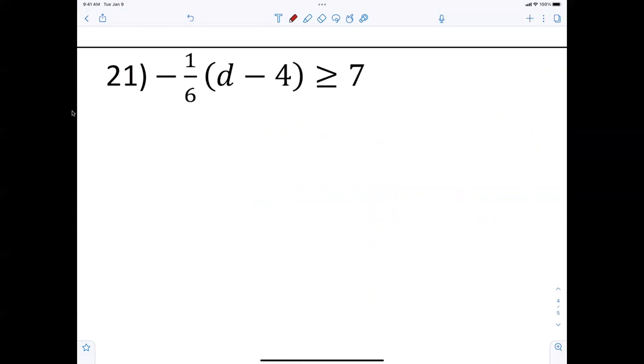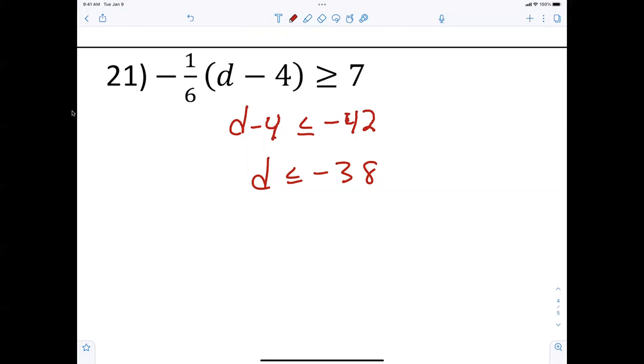Multiplying by -6, so we say D minus 4 is less than or equal to... yes. And now what? So D is less than or equal to. Now, less than or equal to is what kind of dot? Closed or solid. And then shading or graphing to the left.